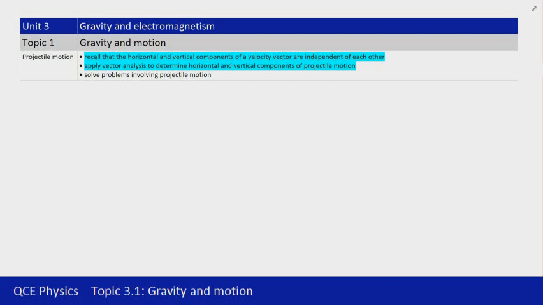The next area that we're looking at for topic 3.1 is about projectile motion. You can see the two dot points there that we'll be referring to in this video. Now, projectile motion is a particular type of motion that we need to clarify.